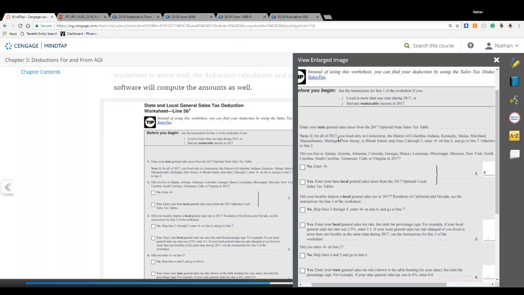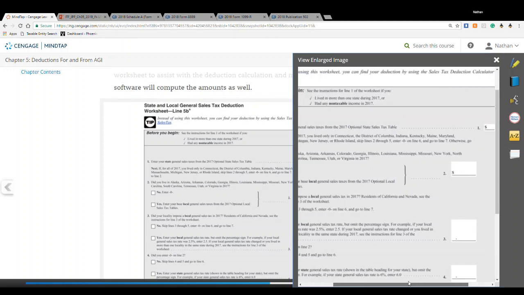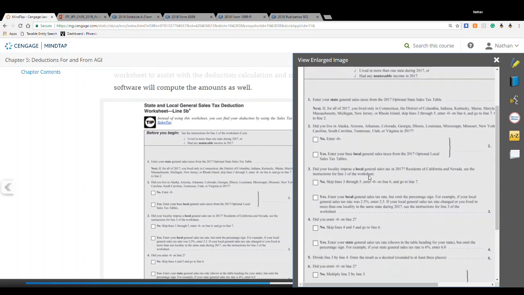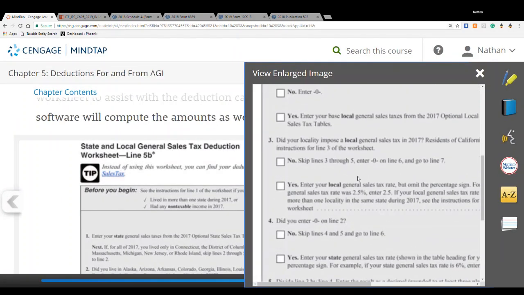and you're going to see here, enter your state general sales tax from 2017. We don't have a sales tax. Okay. Did you impose local general sales tax in 2017? And then you go yes, and it says enter your local general sales tax. Again, let me see if I can blow this up so you can see where I'm reading.